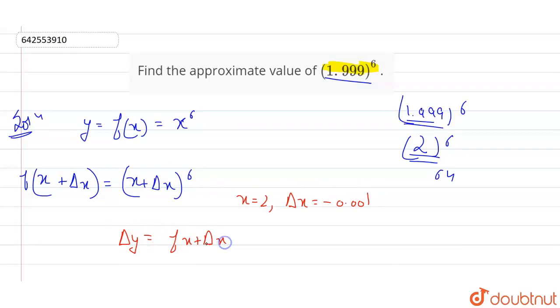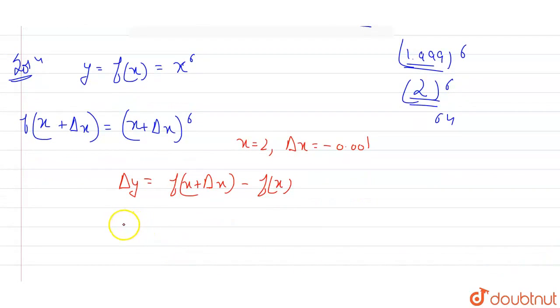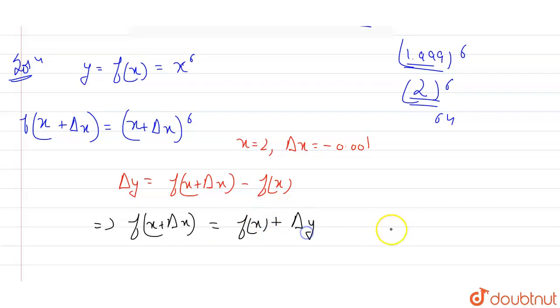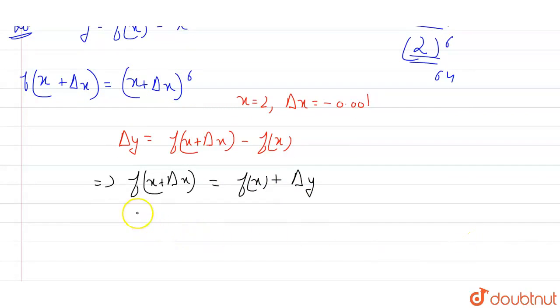And we know that delta y will become what? f(x plus delta x) minus f(x). Because when there is a small change, delta y becomes f(x plus delta x) minus f(x), right? And now we can write f(x plus delta x) as f(x) plus delta y, right? Equation 1.